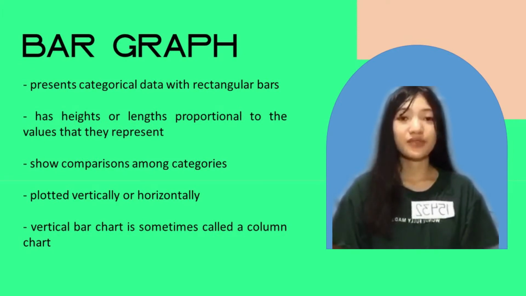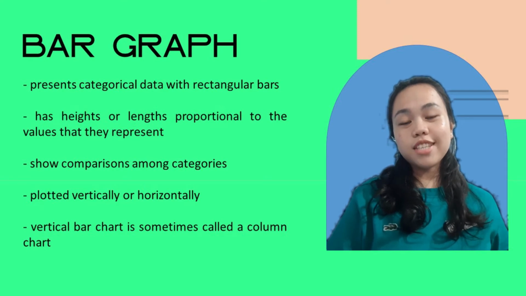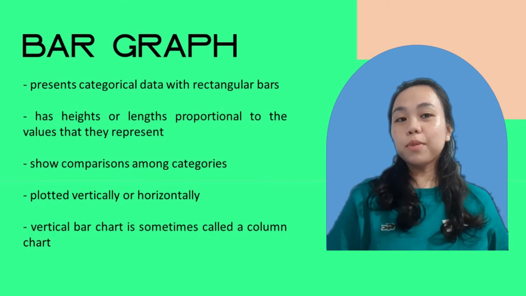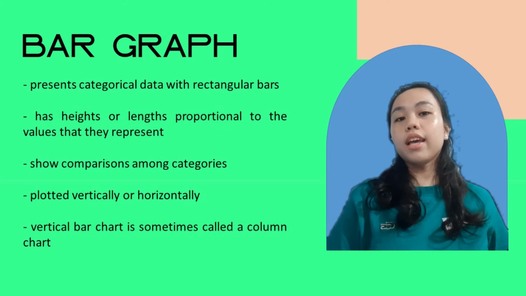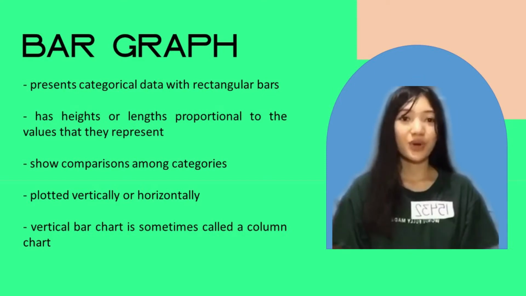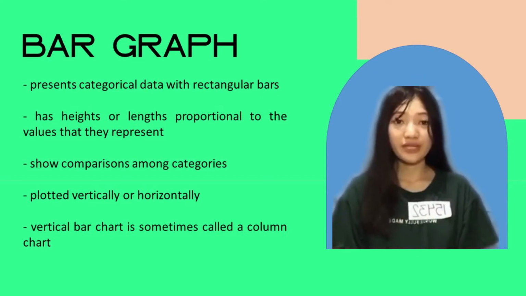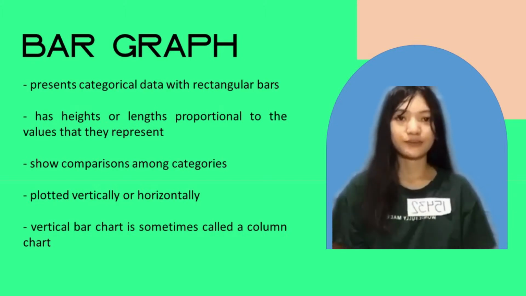Ever wonder what the definition of a bar graph is? A bar chart or a bar graph is a chart or graph that represents categorical data with rectangular bars, and it has heights or lengths proportional to the values that they represent. As we all know, a bar graph is a chart that plots data using columns that represent the total amount of observations in the data for that category.